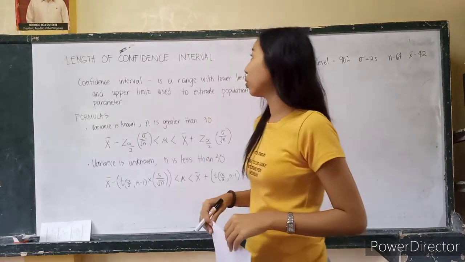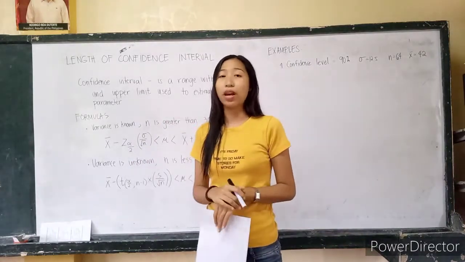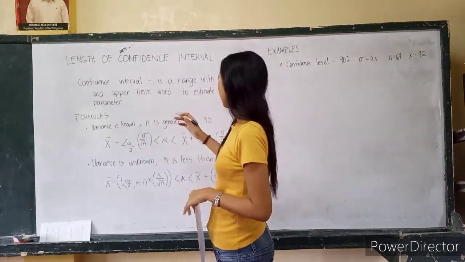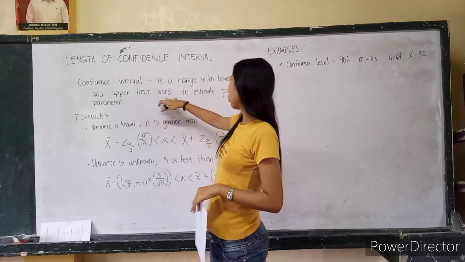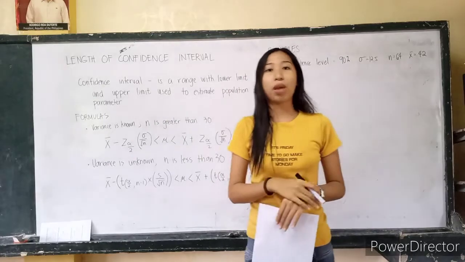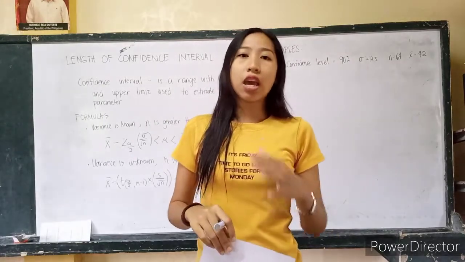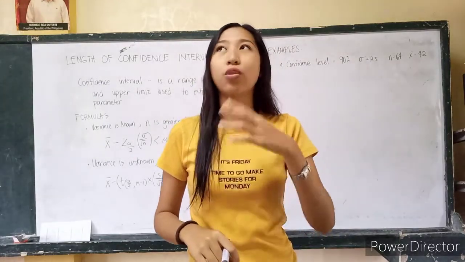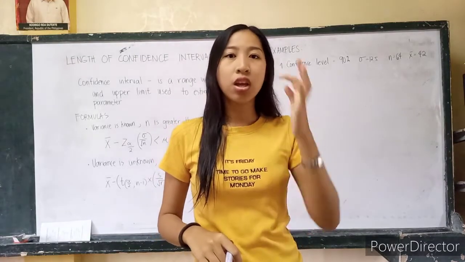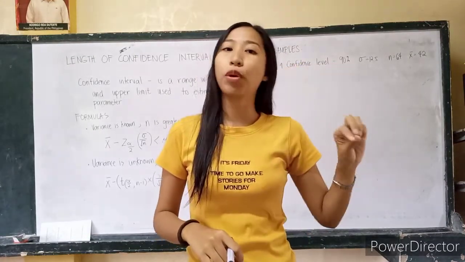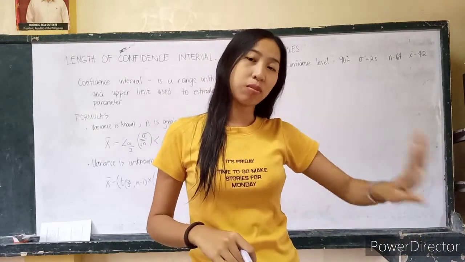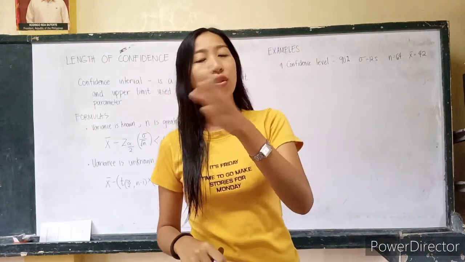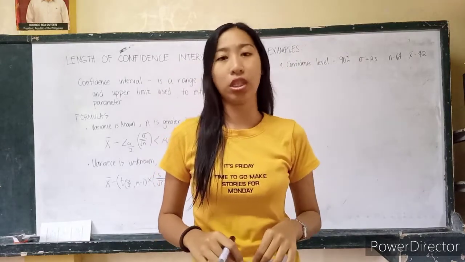Now today we are going to discuss length of confidence interval. A confidence interval is a range with a lower limit and an upper limit used to estimate a population parameter. Unlike a percentile, which talks about 85% falling within a score, with the lower part below it and the upper part above it, at a certain percentage.